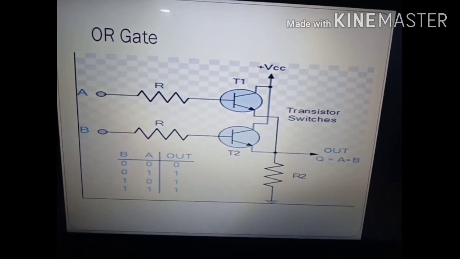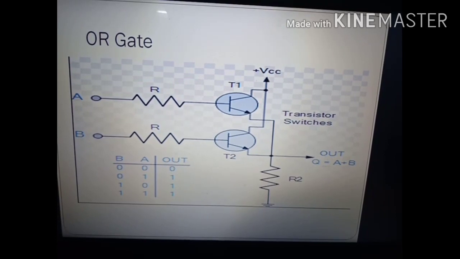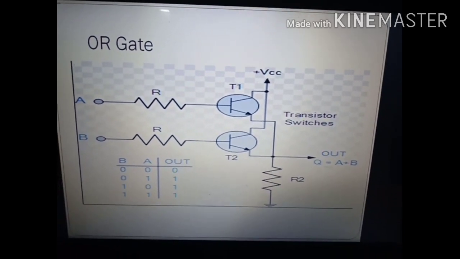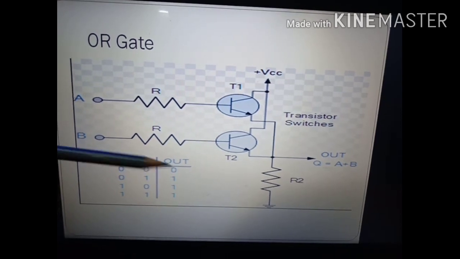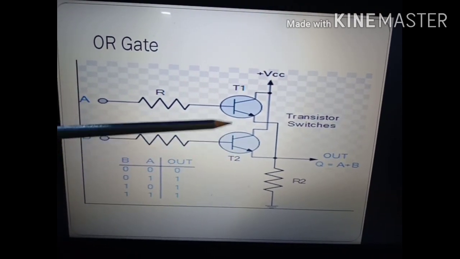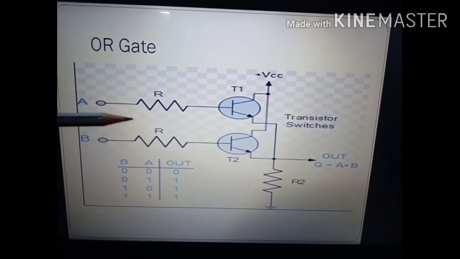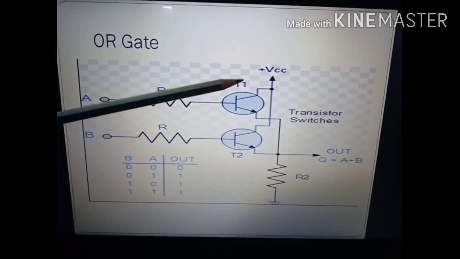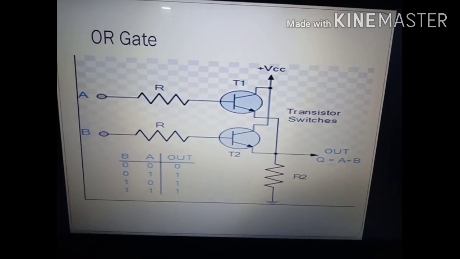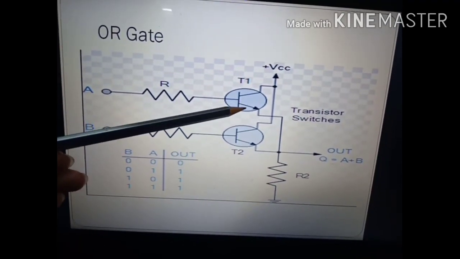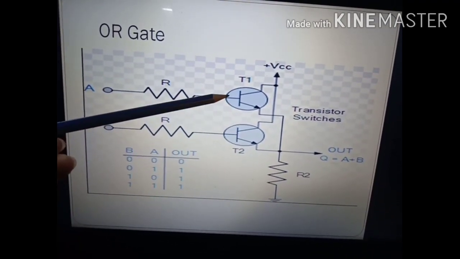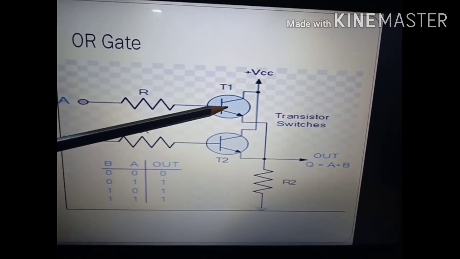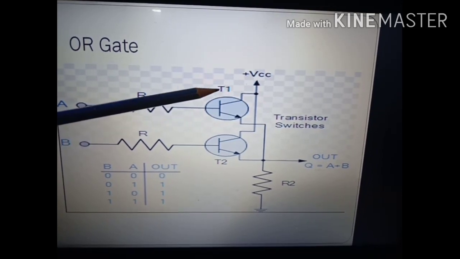Now in the second case, where A is 1 and B is 0. That means T2 is in the off state. A is 1, that means IB is passing through, so T1 will remain in the activated state. In this case, current can pass through only T1, not T2.